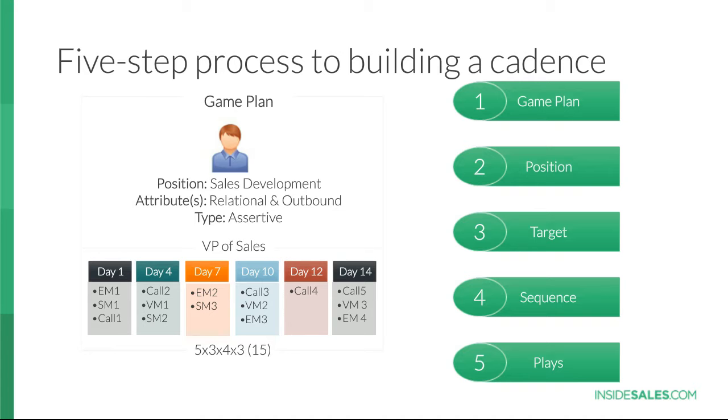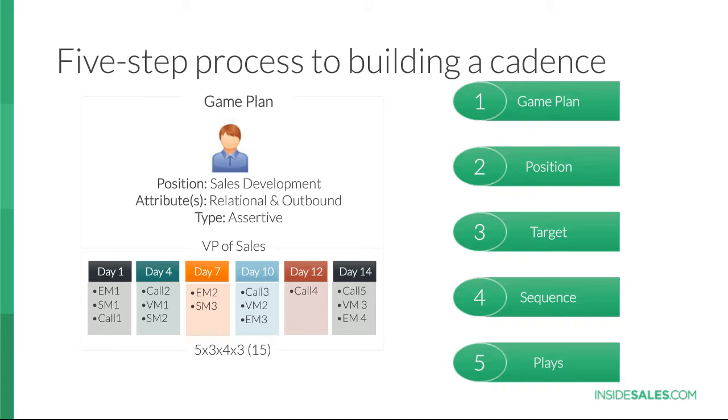Now, think of your target like different buckets or groupings. You may want to target all VPs of sales, all prospects with Salesforce.com as their CRM, or all attendees of a certain event. Now, knowing your target audience can absolutely shift your cadence strategy in one direction or another. Next on the list is the actual sequence.